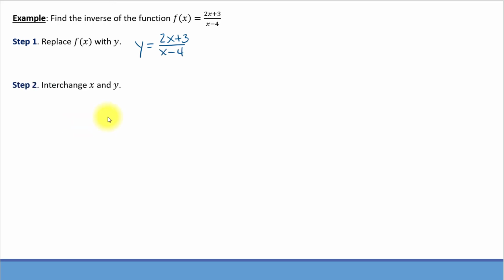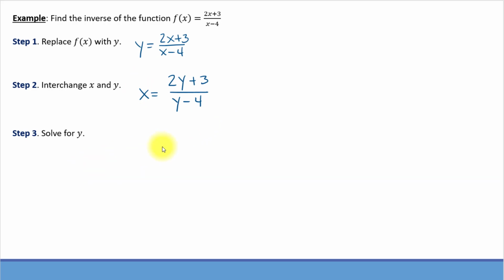In step 2 we need to interchange x and y because that's how we obtain the inverse function. So instead of y I'm going to write x. And instead of each x on the right-hand side, I'm going to write down y. So it's x equals 2y plus 3 over y minus 4. As soon as we interchange x and y, we're looking at the inverse function. The only thing that's left to do is to write it in the form where y is by itself.